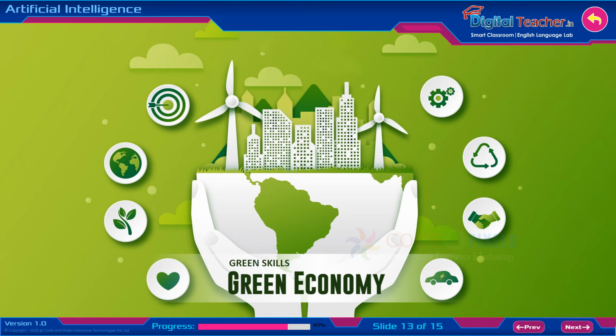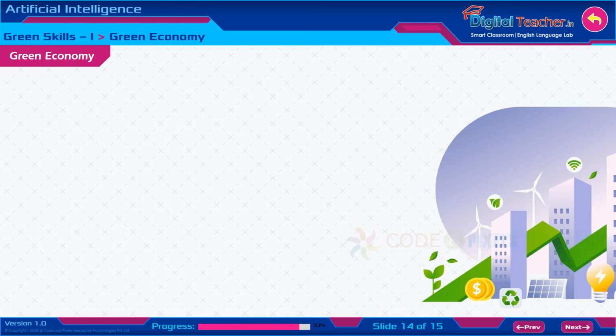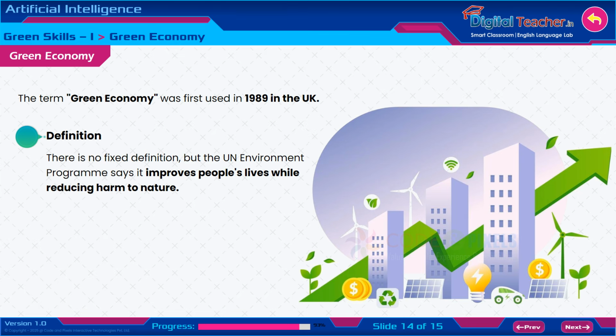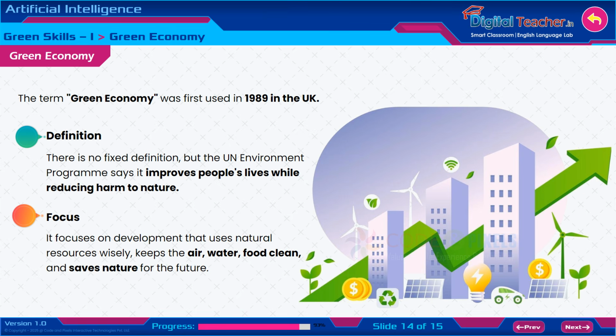Green economy. The term green economy was first used in 1989 in the UK. Definition: there is no fixed definition, but the UN Environment Programme says it improves people's lives while reducing harm to nature. Focus: it focuses on development that uses natural resources wisely, keeps the air, water, and food clean, and saves nature for the future.